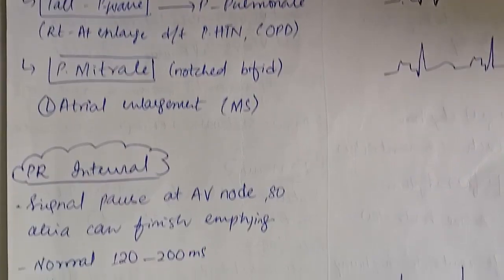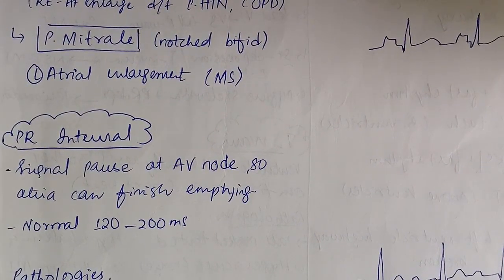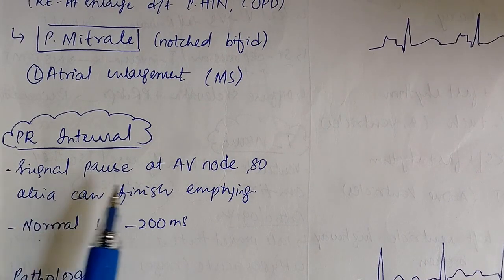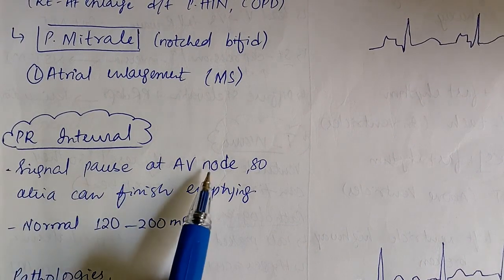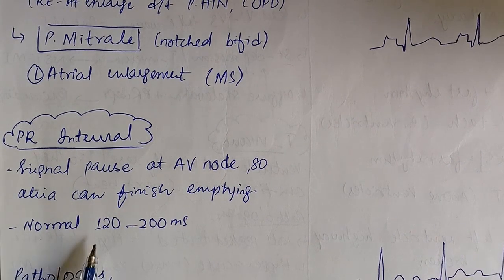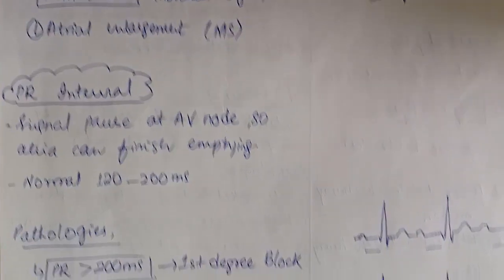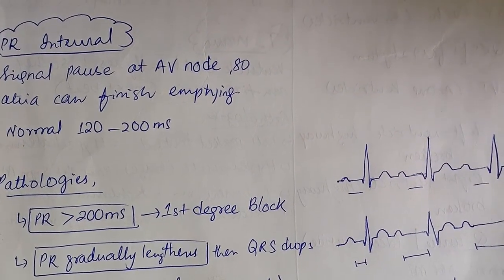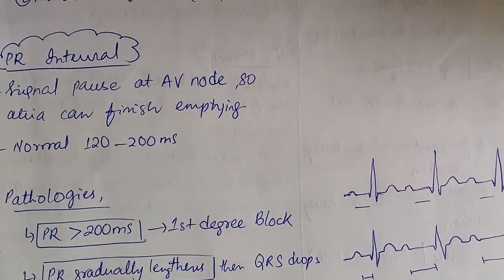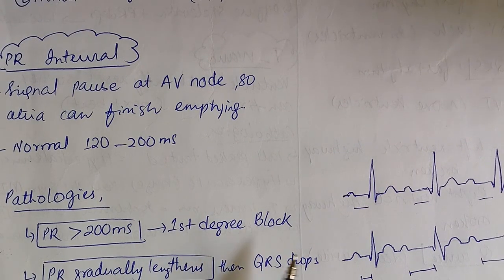Now, coming towards another segment, that is the PR interval on ECG. The PR interval is the signal pause that occurs at the AV node so the atria can finish emptying, and it is normally 120 to 200 milliseconds. The pathology associated with the PR interval is that if it is more than 200 milliseconds, it is seen in first degree heart block. So in first degree heart block, there is a prolonged PR interval of more than 200 milliseconds.